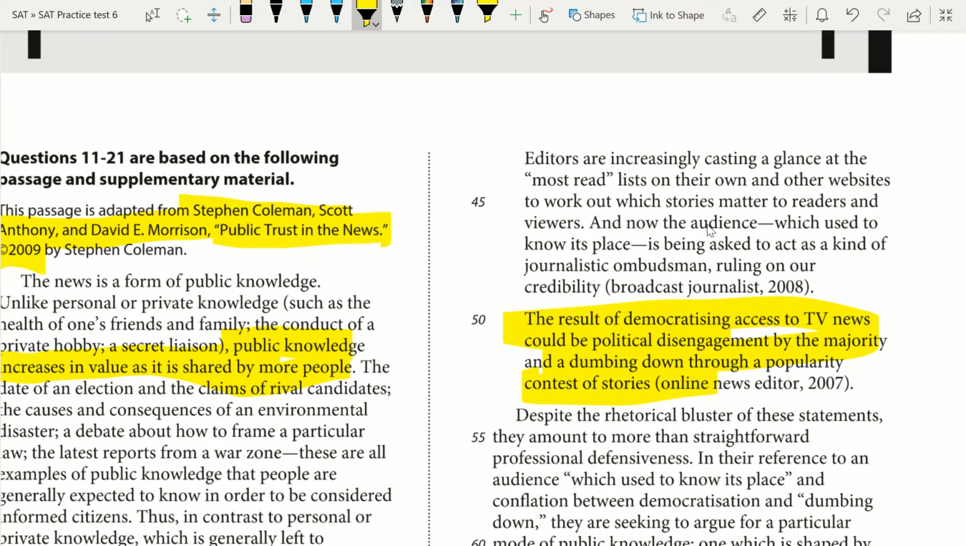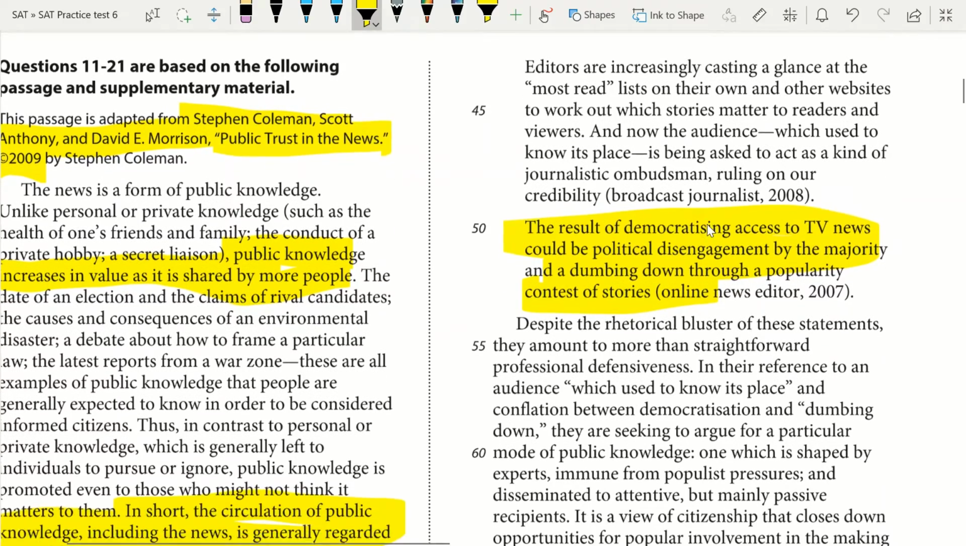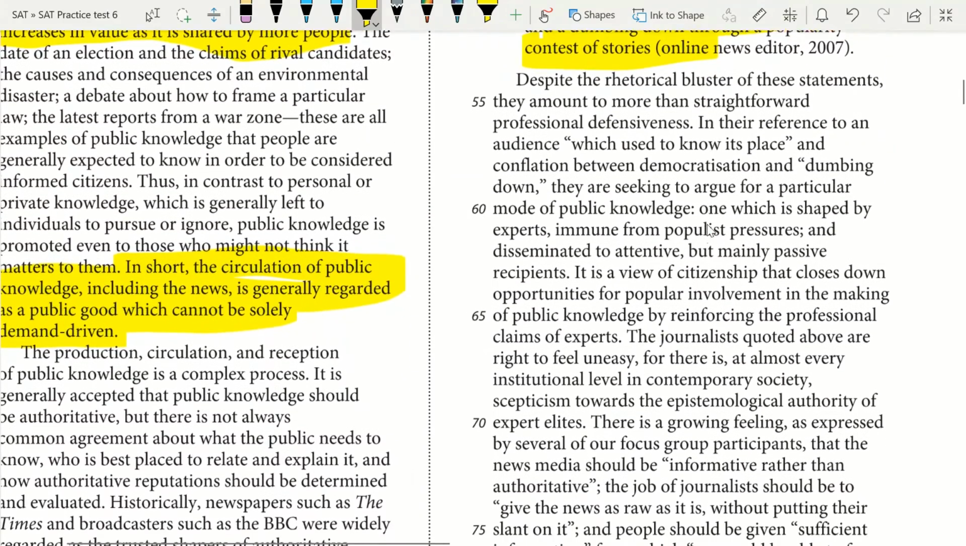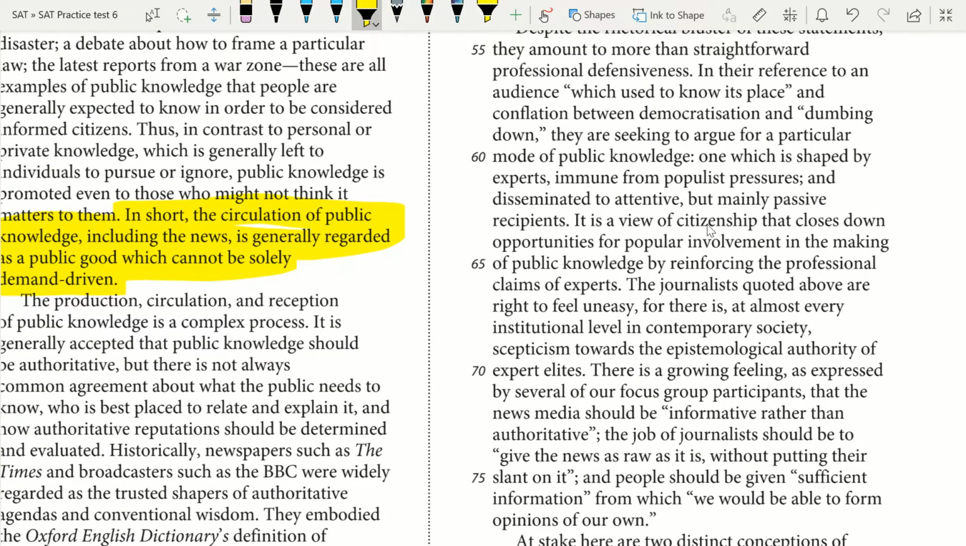Despite the rhetorical bluster of these statements, they amount to more than straightforward professional defensiveness, and their reference to an audience which used to know its place and conflation between democratization and dumbing down. They are seeking to argue for a particular mode of public knowledge, one which is shaped by experts, immune from populist pressures, and disseminated to attentive but mainly passive recipients. It is a view of citizenship that closes down the opportunities for popular involvement in the making of public knowledge by reinforcing the professional claims of experts.